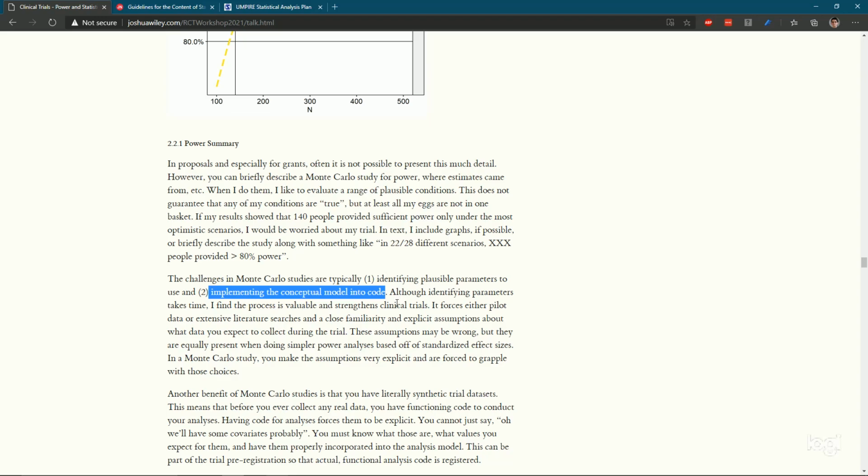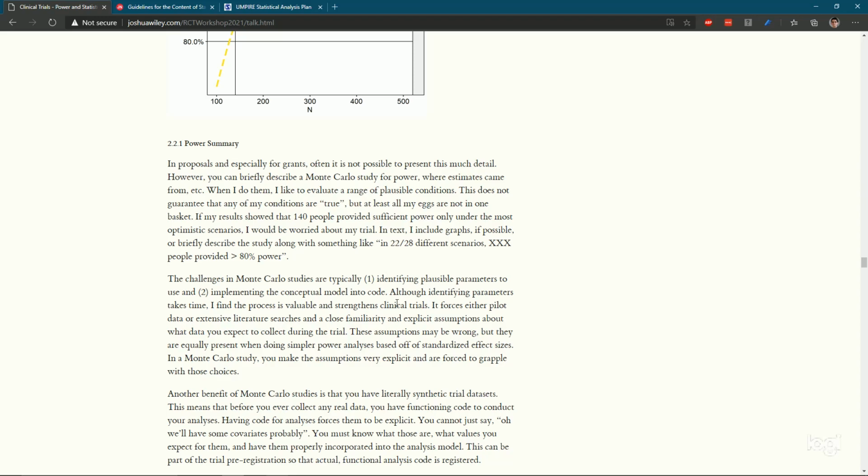Although identifying these parameters takes time, I find the process is really valuable and it strengthens clinical trials. It forces either pilot data or extensive literature search, becoming closely familiar and making very explicit assumptions about what data you expect to collect during the trial. The assumptions may be wrong, but they're equally present if you do a simpler power analysis based off standardized effect sizes or some sort of cut and dry rule of thumb or formulas. In the Monte Carlo study, you make those assumptions very explicit and you're forced to grapple with those choices and think about them.